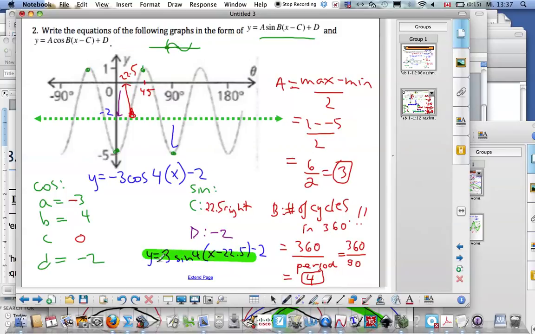Voila. So there you go. And again, feel free to throw this on the GDC to check that it does match. Or Wolfram Alpha, that's pretty cool too. And that's it. Thanks.